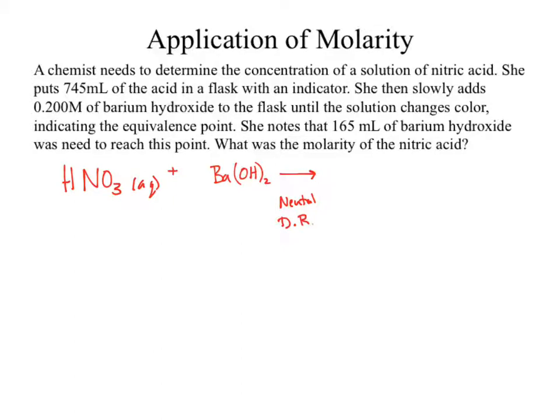So we go through and we exchange our ions. We end up with barium with our nitrate, and we end up with hydrogen with our hydroxide. We'll address that parenthesis in a second. What is the charge on barium? +2. Charge on nitrate?